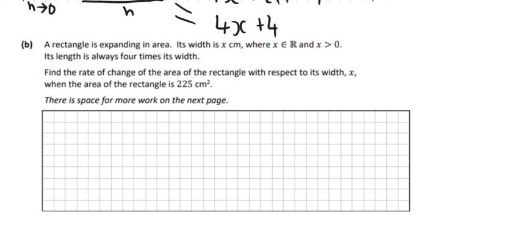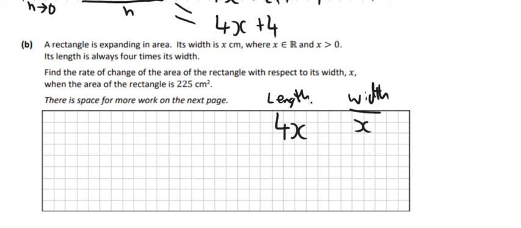Its width is x, so x is an element of R, and x is greater than 0. Its length is always 4 times its width. So find the rate of change of the area of the rectangle. Right, so let's let the length be 4x and the width be just x. The length is always 4 times the width, it tells us.